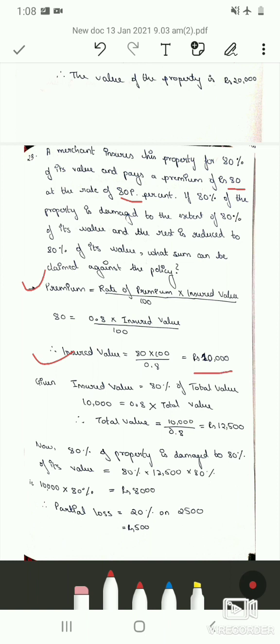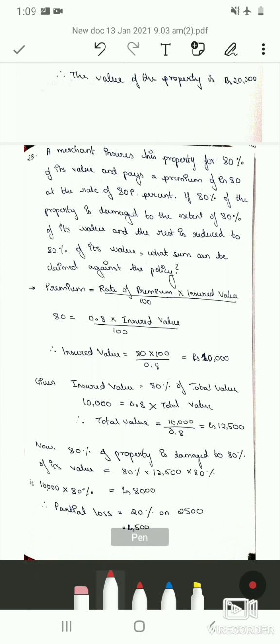Also in the question they have given that a merchant insures his property for 80% of its value. Therefore insured value is 80% of the total value. We got the insured value as 10,000. So 80% is 0.8 into total value. Therefore the total value will be 10,000 by 0.8, which is rupees 12,500. So we got the insured value as well as the total value.